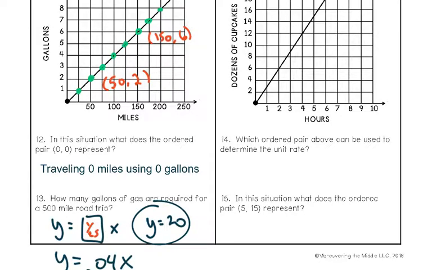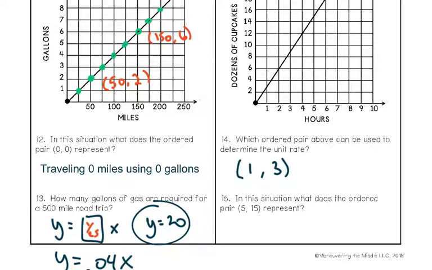So question 14 says, which ordered pair above can be used to determine the unit rate? So the unit rate means per every 1 X. So for every 1 hour. So the right answer would be 1 comma 3. You look on the x-axis for hours, you go up to 3. Since it's not on a perfect point, you might not know the unit rate from that.